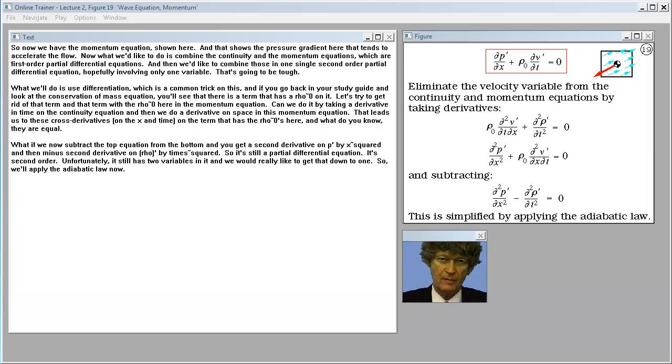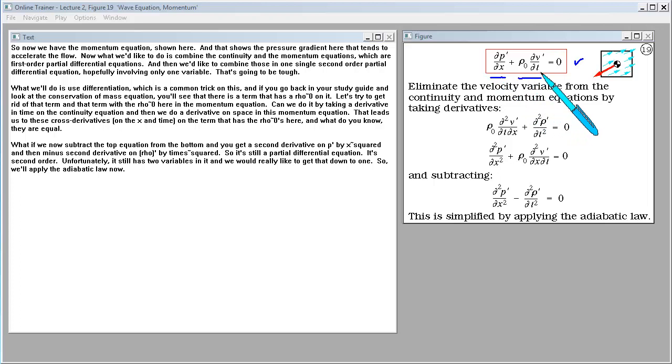So now we have the momentum equation shown here, and that shows the pressure gradient here that tends to accelerate the flow. Now what we'd like to do is combine the continuity and the momentum equations, which are first order partial differential equations, into one single second order partial differential equation, hopefully involving only one variable. That's going to be tough.